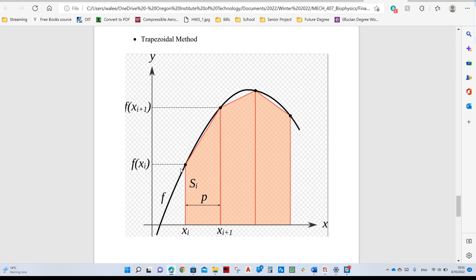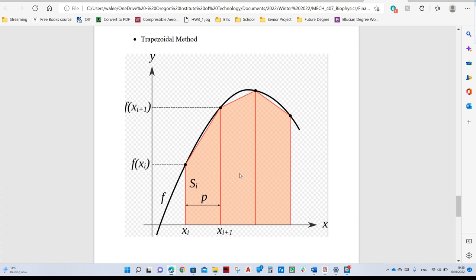And after you do that, you just calculate the area of one trapezoid, which is the average of the two bases times the height, which is in this case xi plus 1 minus xi. So it's just how wide this is. In this case, it will be p. And then you add these areas together, and that would give you an approximated value for the area under that curve.